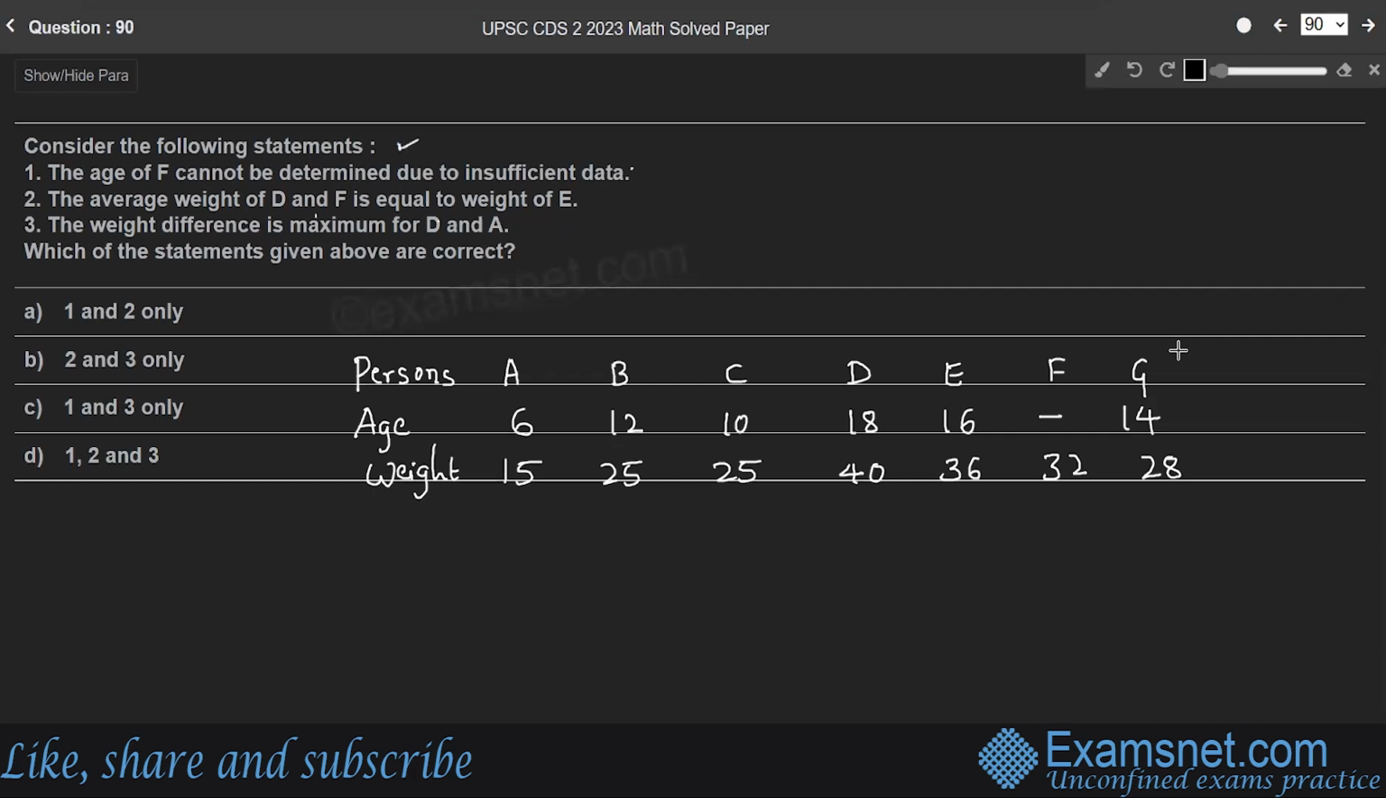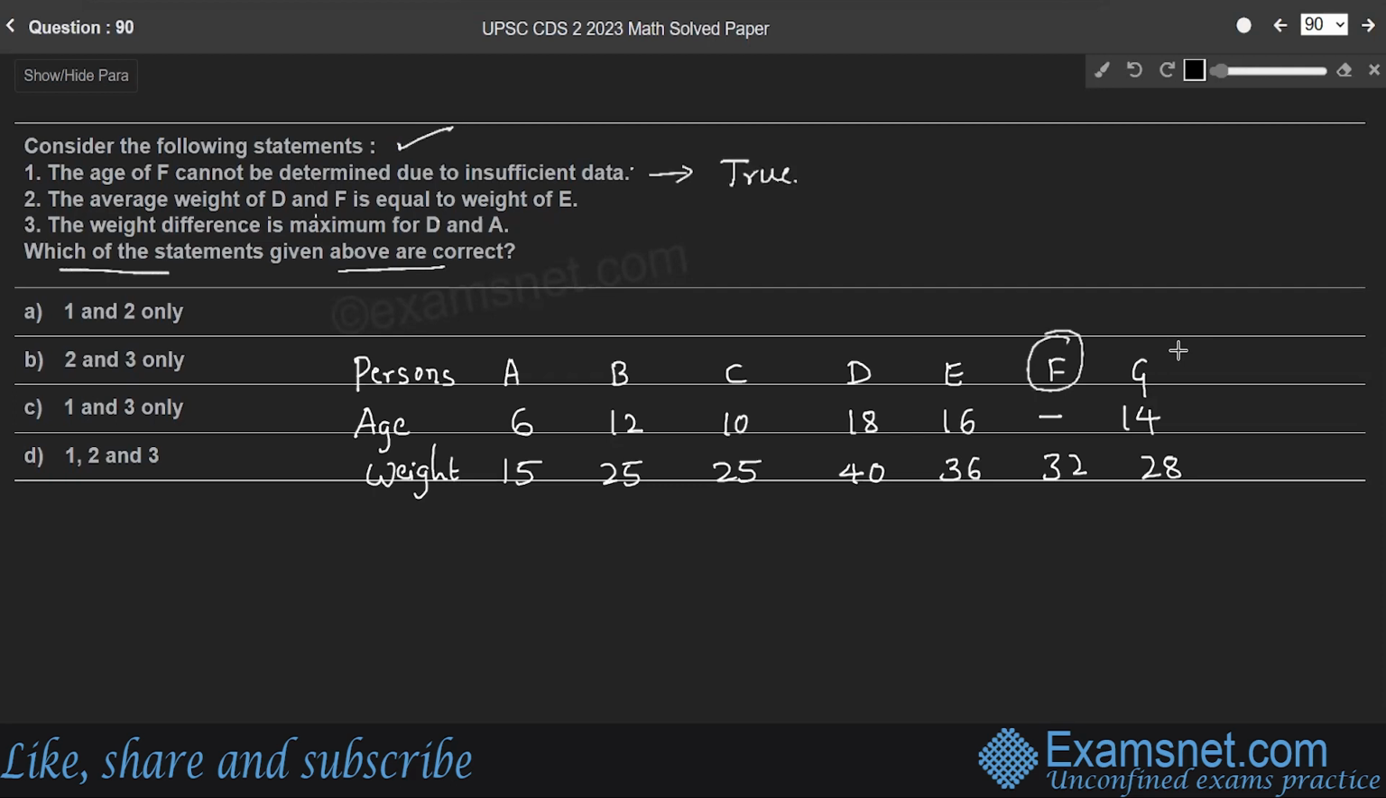Question 90. Consider the following statements. Which of the statements given above are correct? The first statement is that the age of F cannot be determined due to insufficient data. Yes, due to insufficient data, we cannot determine the age of F, so this is correct.